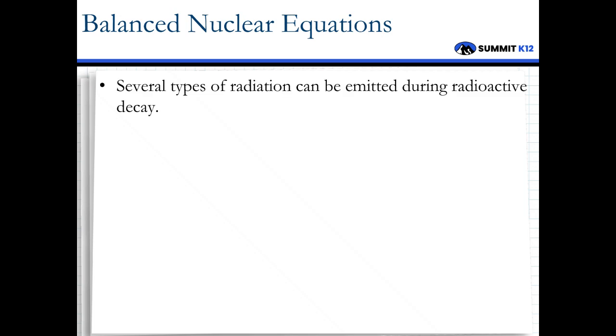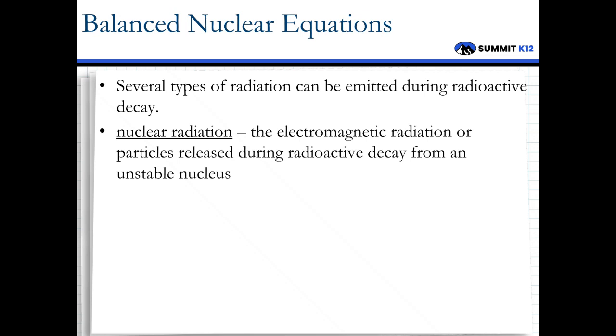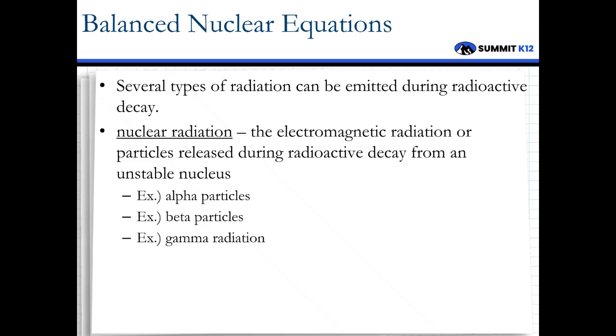So there are several types of radiation that can be emitted during radioactive decay, and the main type is nuclear radiation, and we've already written the definition for this, so you don't have to rewrite it. Nuclear radiation is the electromagnetic radiation or particles released during radioactive decay from an unstable nucleus. Alpha particles are one example of nuclear radiation. Then we have beta particles and gamma radiation.